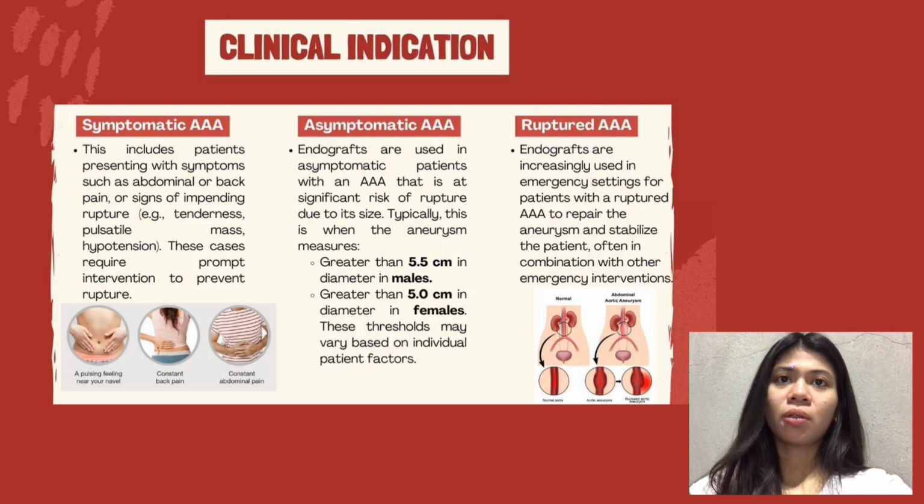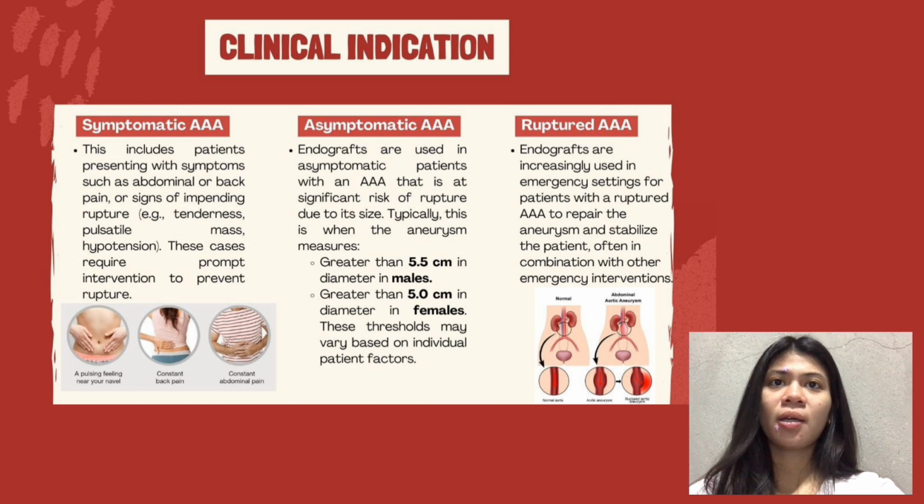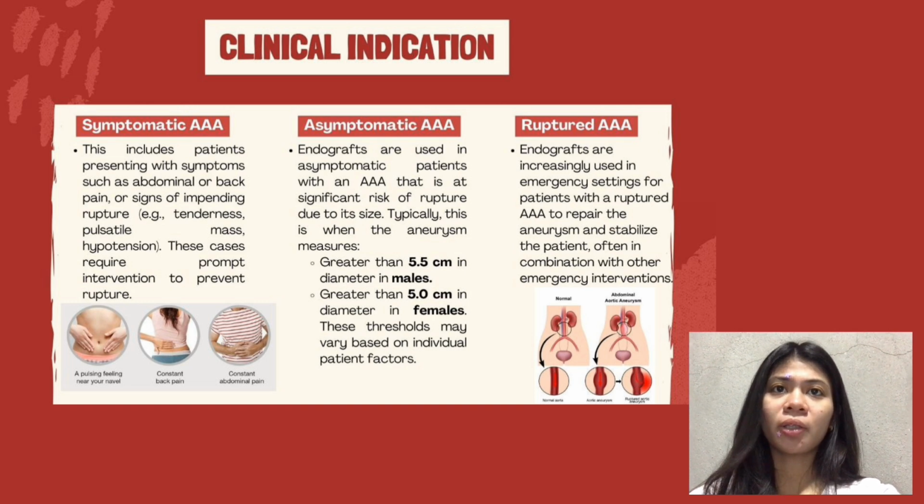Clinical indication. First, we have symptomatic AAA or abdominal aortic aneurysm. This refers to patients who show symptoms like abdominal pain or back pain because of an enlarged artery, which is at risk of bursting. These cases need quick treatment.